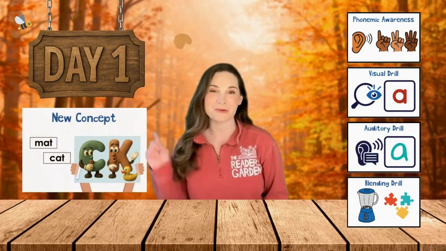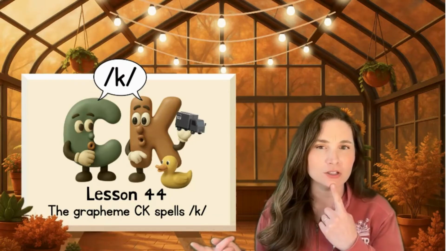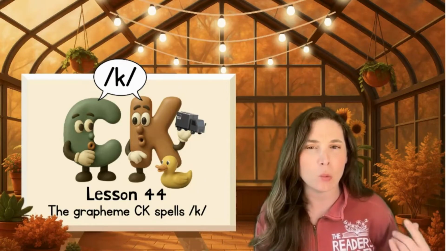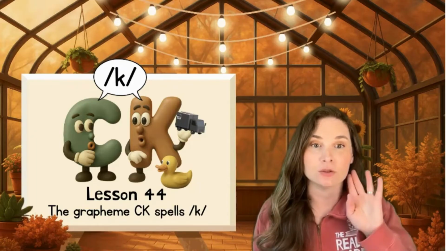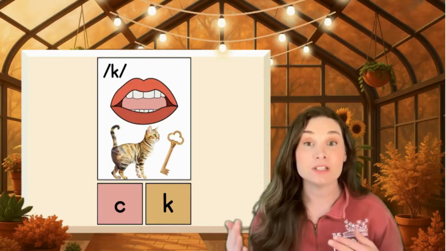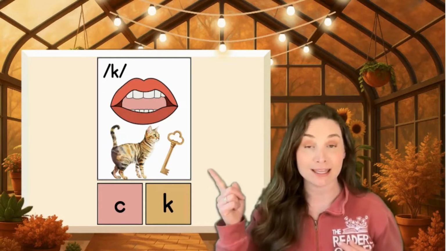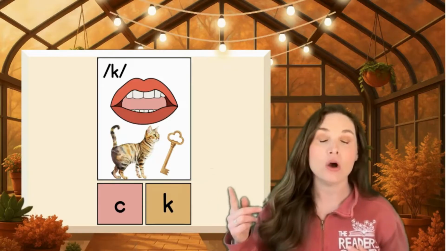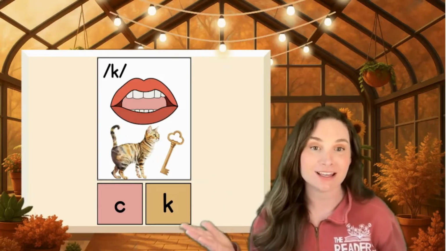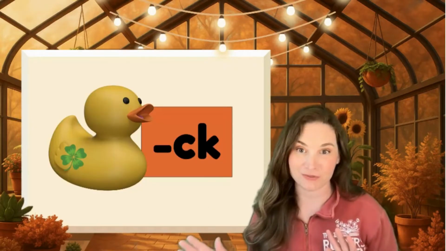So let's get started with our new concept. I made this picture for you, and we're going to learn a little bit more about what they're doing in this picture and why it's important to the sound K. Now, you've learned a few lessons back that the sound K can be made by the letter C, like in the beginning of the word cat, or by the letter K, like in the beginning of the word key. Now, here's a new piece of information for you to know.